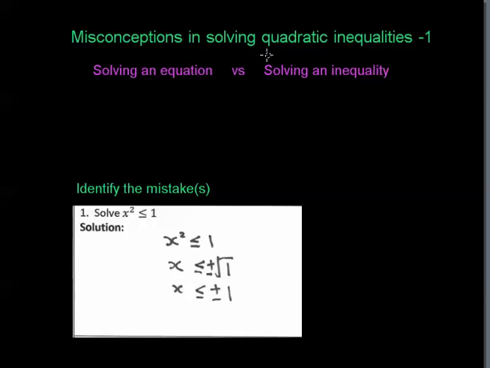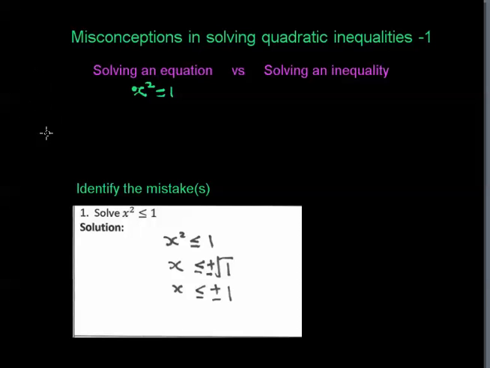Misconceptions in solving quadratic inequalities. One of the very common misconceptions in solving inequalities is that students tend to carry forward the way to solve an equation to solve an inequality. For example, solving x squared equals 1.